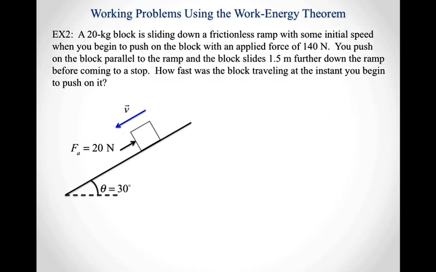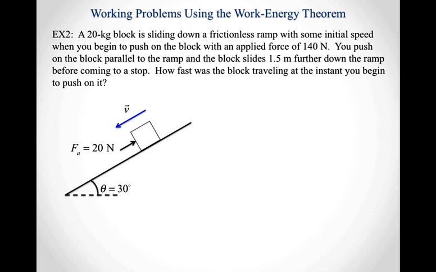Let's look at a second example. In this case, let's say my block is 20 kilograms. It's sliding down my frictionless ramp with some initial speed when you begin to push on the block with an applied force of 140 newtons. You push on the block parallel to the ramp and the block slides 1.5 meters further down the ramp before coming to a stop. How fast was the block traveling at the instant you begin to push on it?